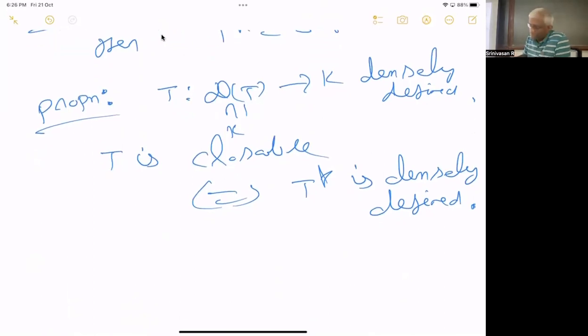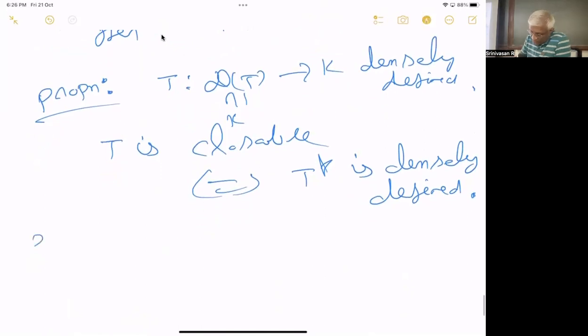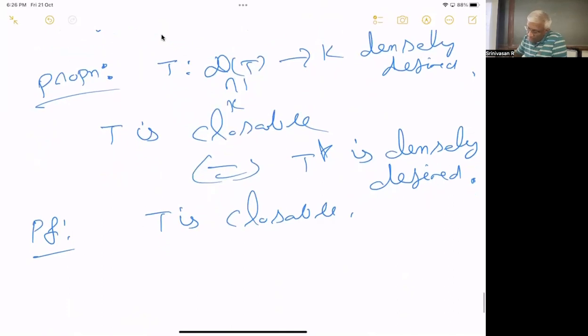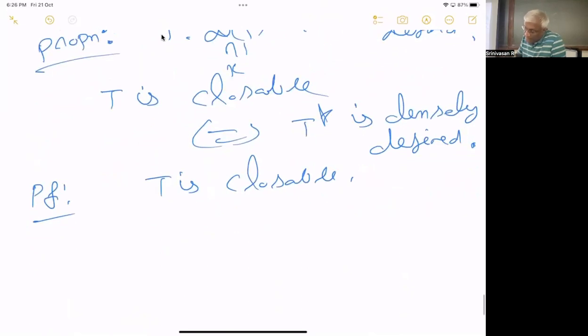Okay. So let's prove this. T is closable. T is densely defined. So we already have T star. Now we want to show that T star is densely defined. T is closable. We want to show T star is densely defined.